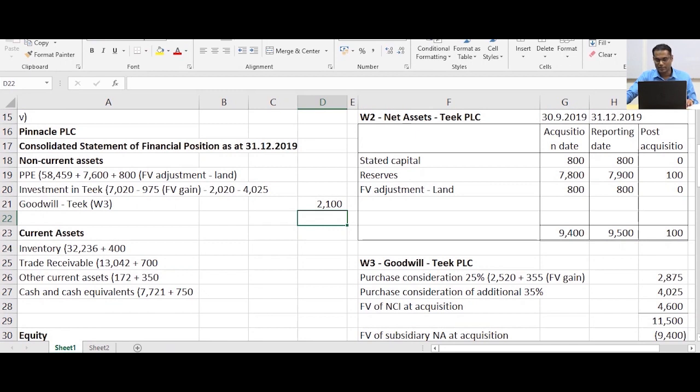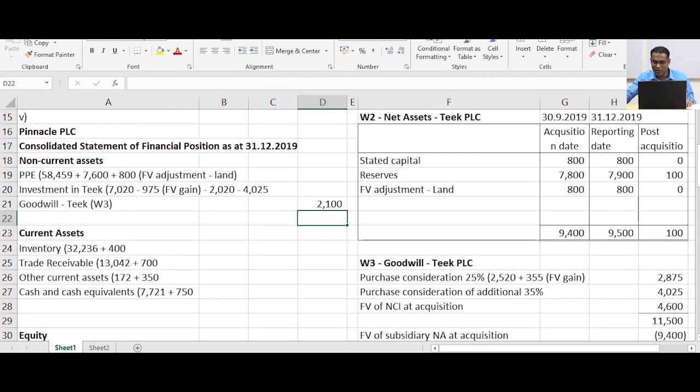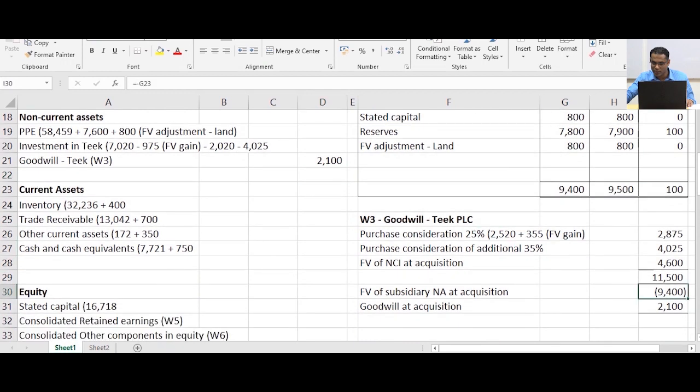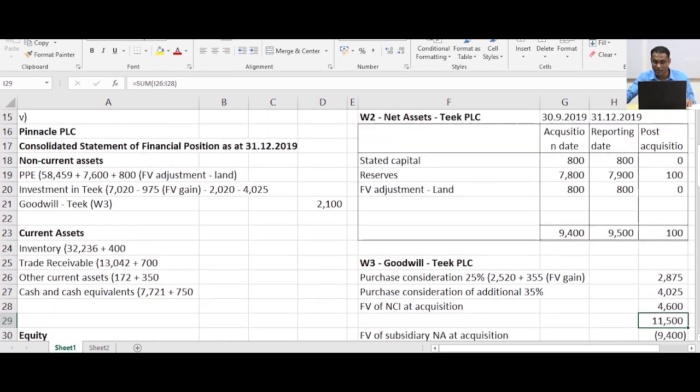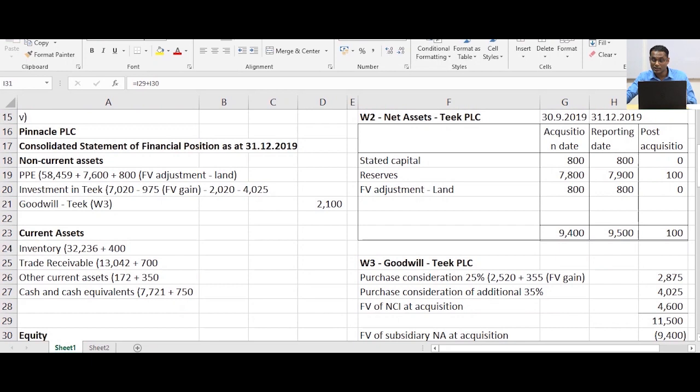Are we clear? So this net asset table is very important. The first column of the net asset table is for what? To calculate the goodwill. You have taken the purchase consideration for 25% and 35%, then the fair value of NCI, giving a total of 11,500. From that, you deduct the total of the first column, the acquisition date net asset fair value of 9,400, and you derive the goodwill. So the net asset table is a very important working from which to take the numbers for most of the workings relating to consolidation.